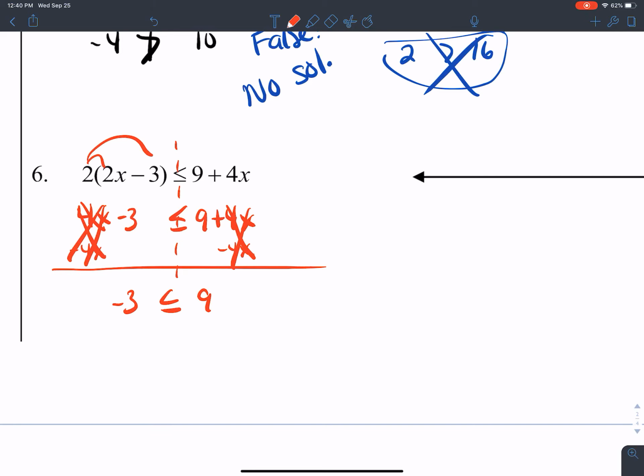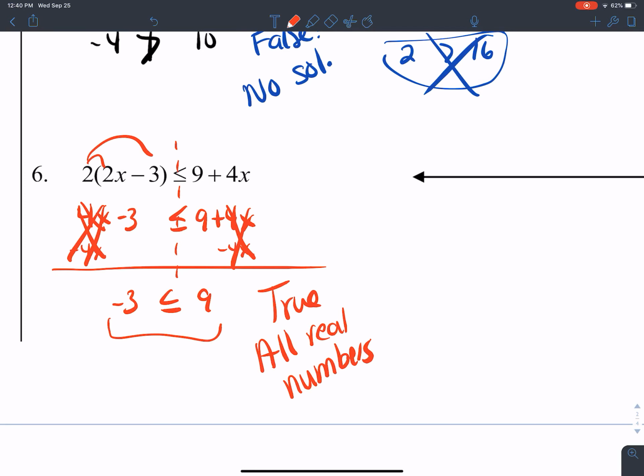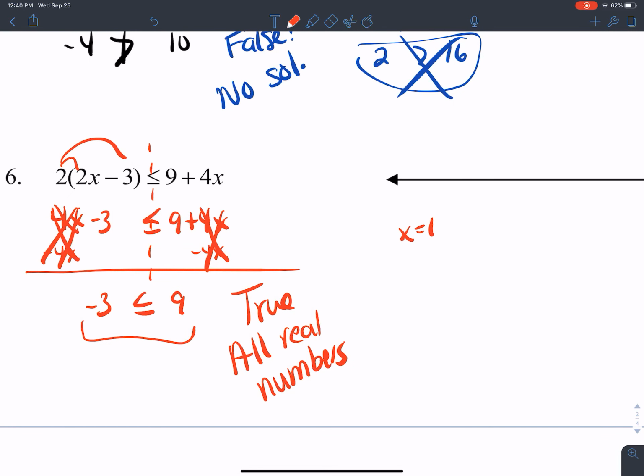Now this one, 9 is bigger than negative 3. This is true. So here, this means all real numbers work. No matter what number I choose to plug in, it's going to work. So let's just try an easy one like x equals 1.